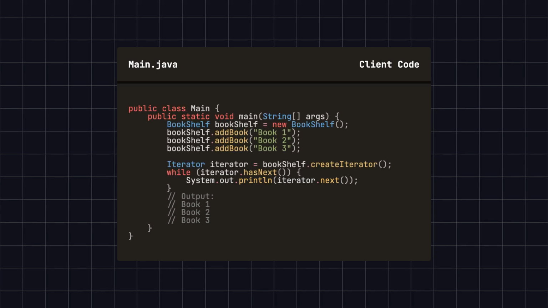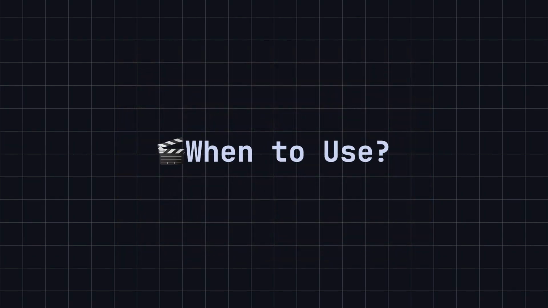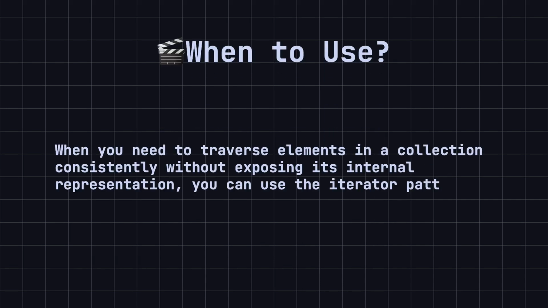As you can see, the Iterator Pattern allows us to traverse elements in a collection in a uniform way without knowing its internal implementation. So, when should you use the Iterator Design Pattern? When you need to traverse elements in a collection consistently without exposing its internal representation, you can use the Iterator Pattern. The Iterator Pattern provides a decoupled way to traverse collection elements while keeping the code simple and flexible.